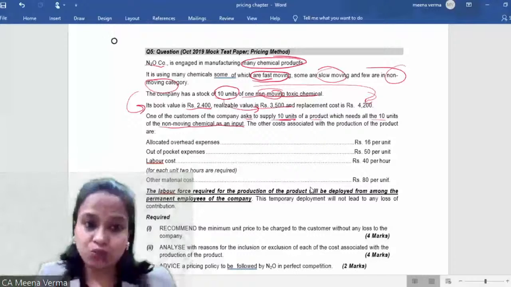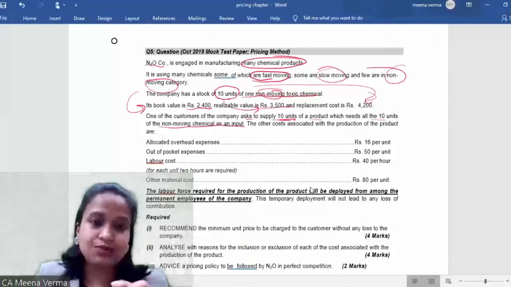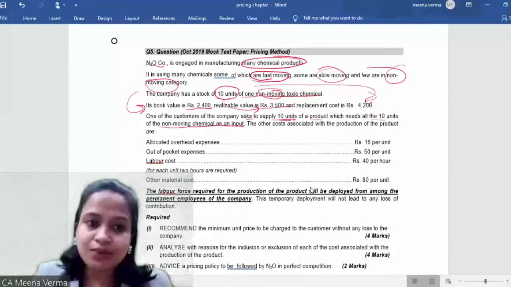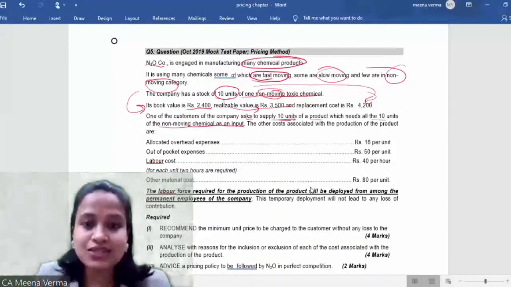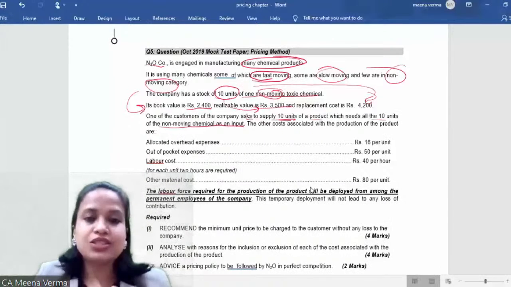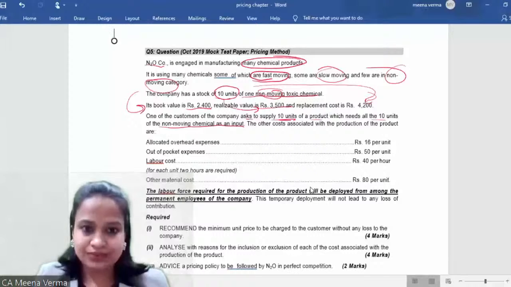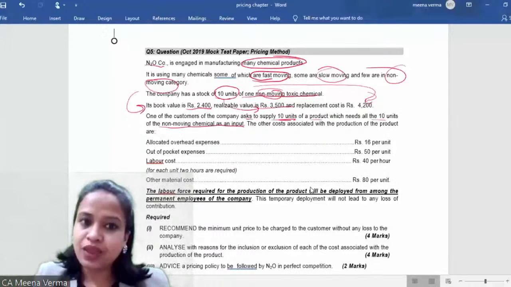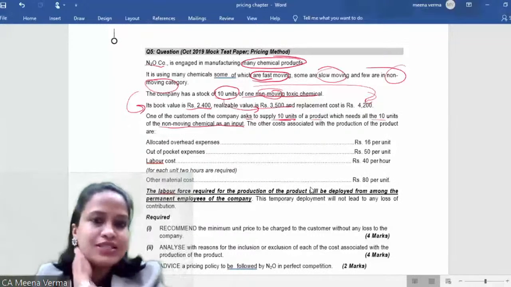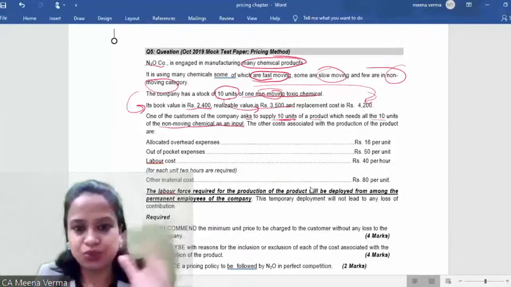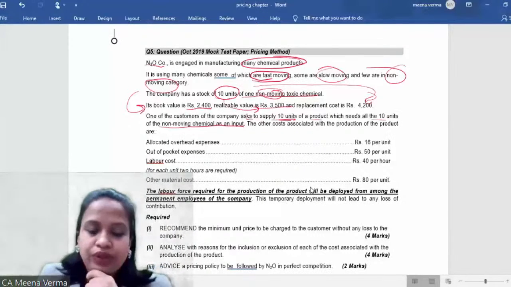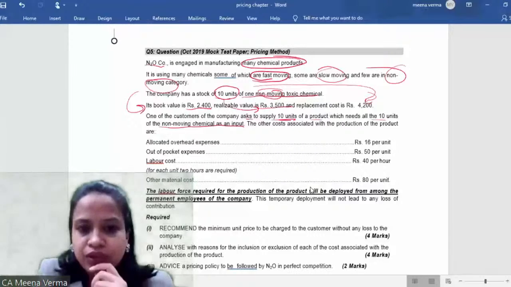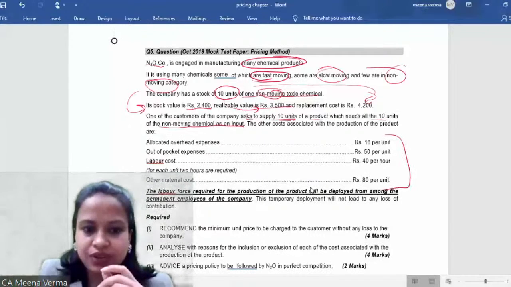as an input. So one customer came to this company and asked them to sell this non-moving toxic chemical. Now see, this customer will use this as an input. Now the other cost information is given here.